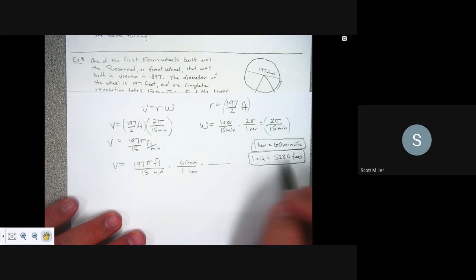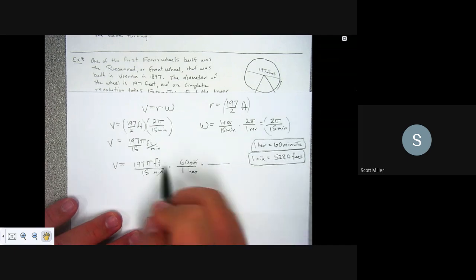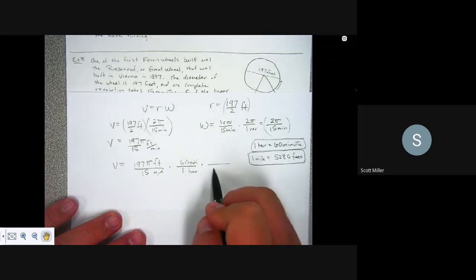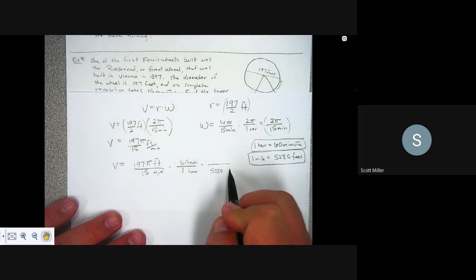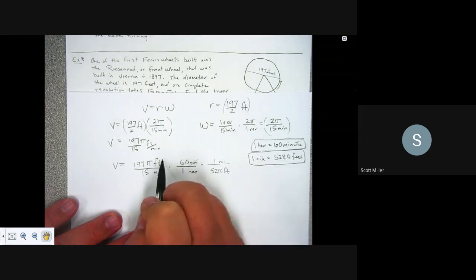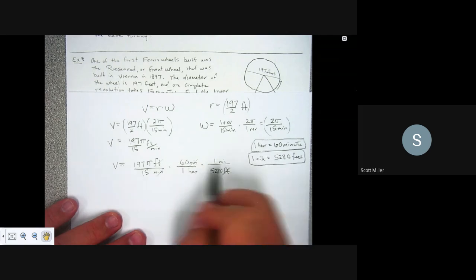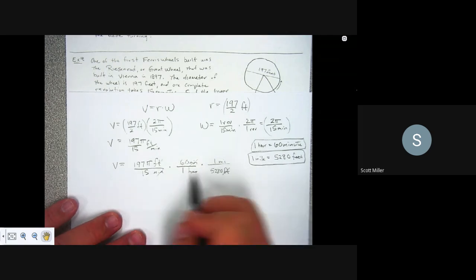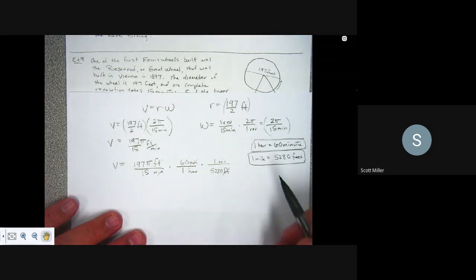There's the numbers I'm going to use. I want the feet to cancel with what's down here. So this is how I know that 5,280 feet go here and 1 mile goes on top. These units drop out and I'm left with miles on top, hour on the bottom, and that's the correct units.